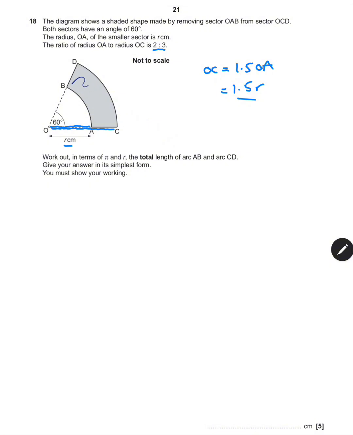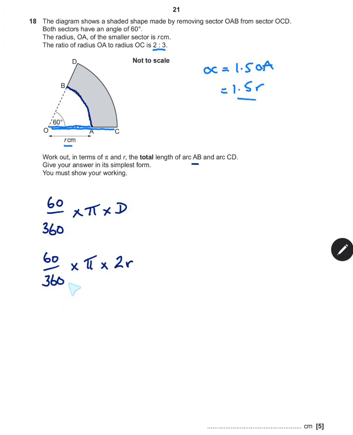We're actually asked to work out arc length. So I'm going to work on this smaller one first, AB. What we've got is 60 degrees out of 360 multiplied by pi multiplied by diameter. Pi times diameter is the full circumference of the circle, and I've got 60 degrees out of 360. That is the same as 60/360 multiplied by pi multiplied by, be careful, diameter is 2r, not just the radius. We can simplify this.